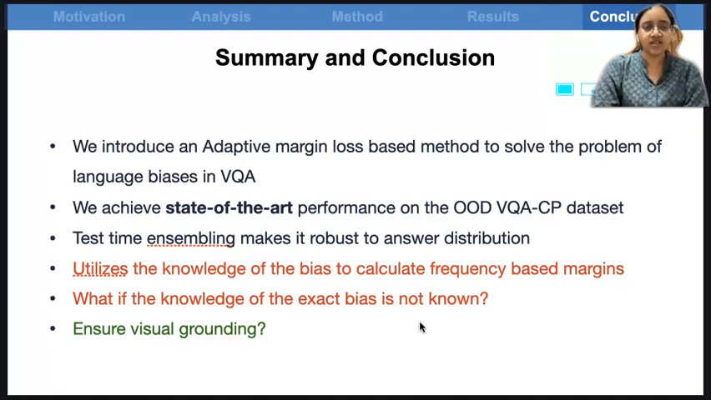But there are some drawbacks as well. For example, our model still utilizes the knowledge of the bias to calculate frequency-based margins. What if the knowledge of the exact bias is not known? Then what do we do? And how do we ensure better visual grounding? These are some of the future works that we plan to address in future.